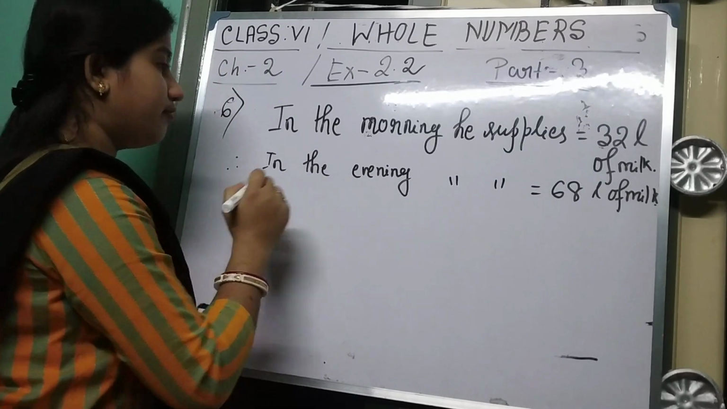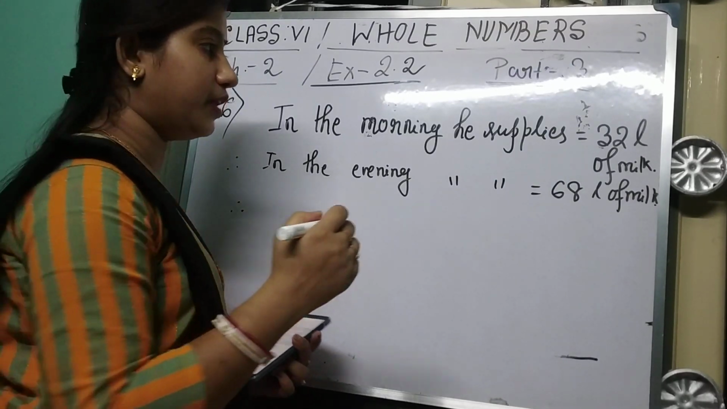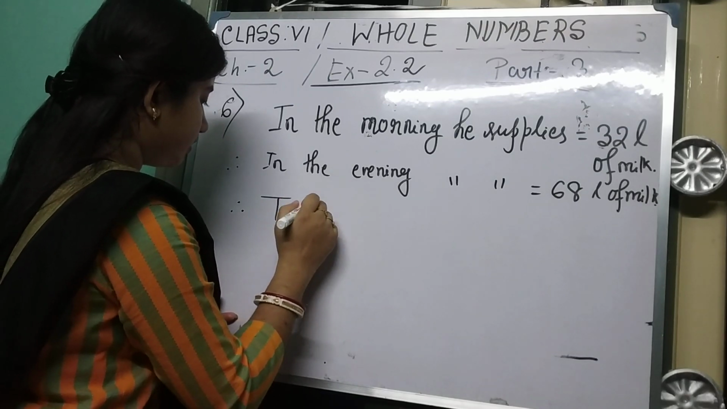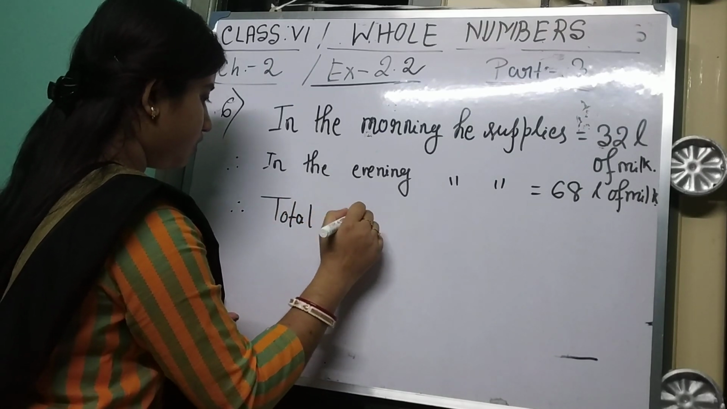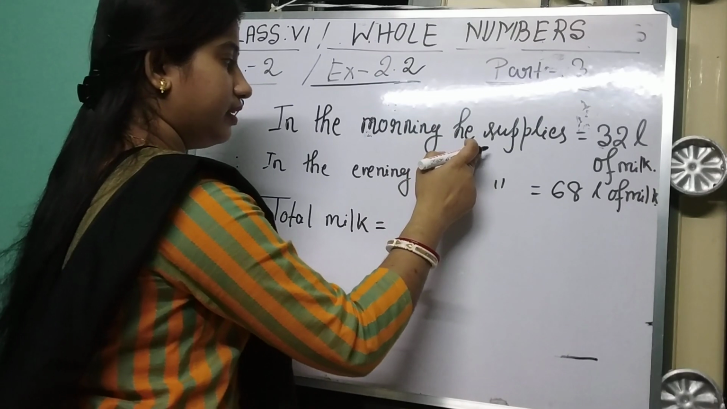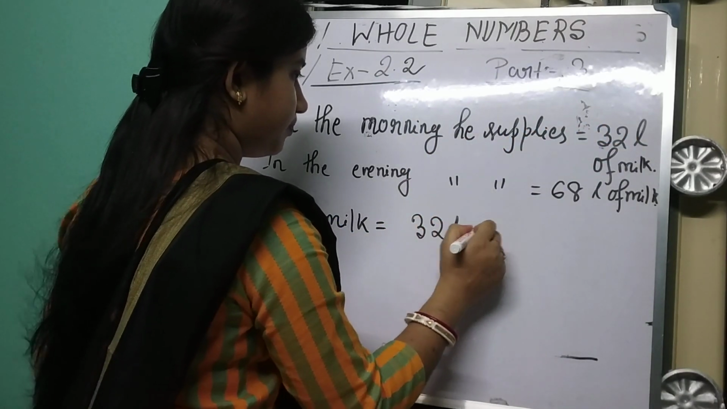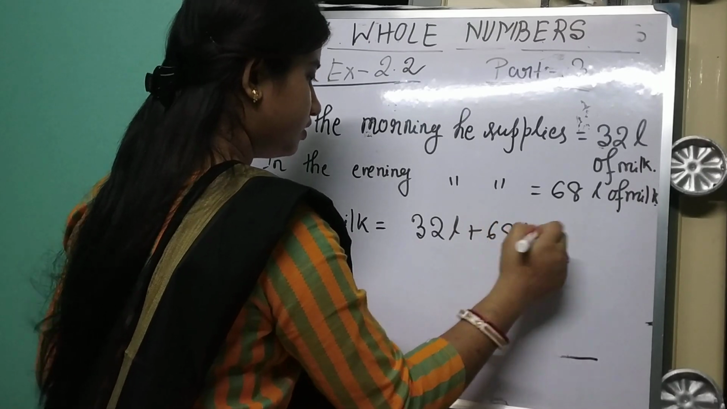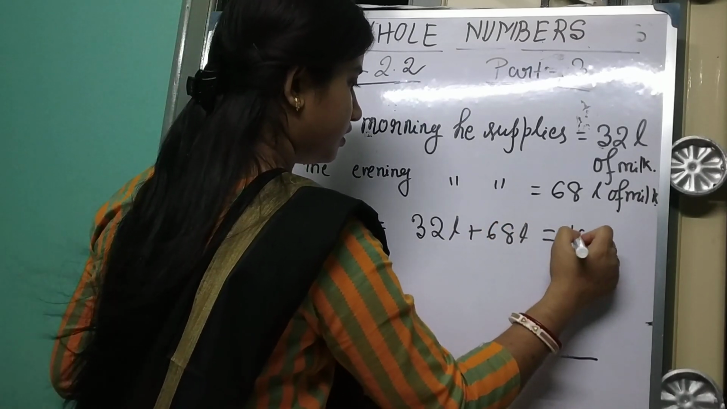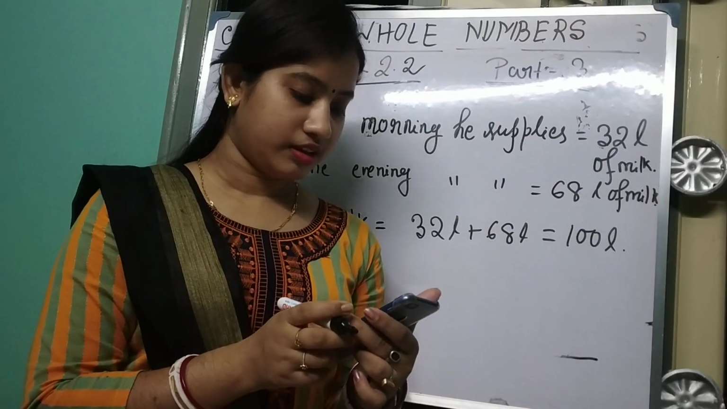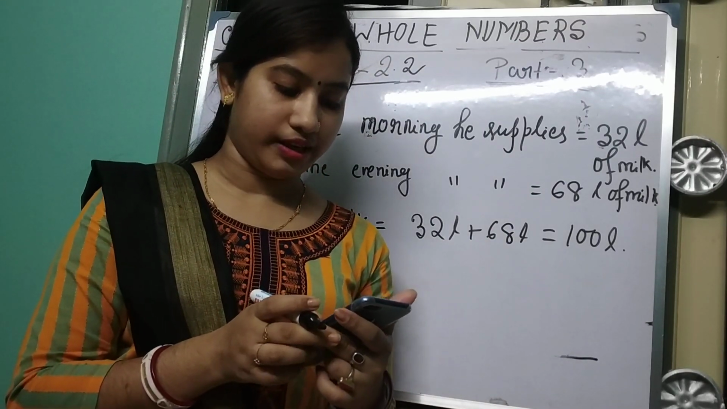So first we find the total milk that he supplies. Total milk is equal to: in the morning he supplies 32 liters and in the evening he supplies 68 liters. So total is 100 liters. This is the total milk.